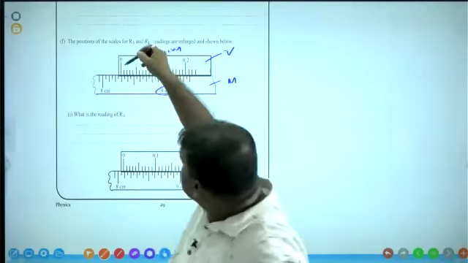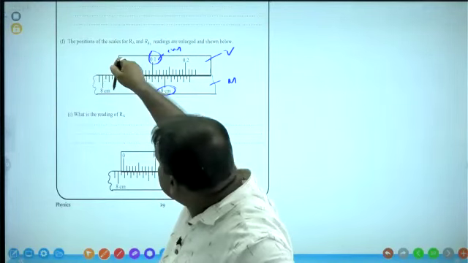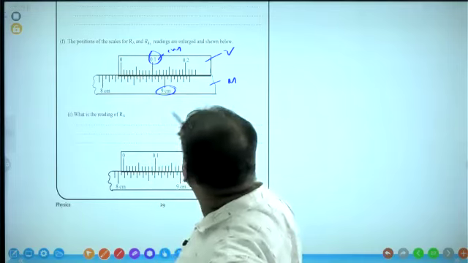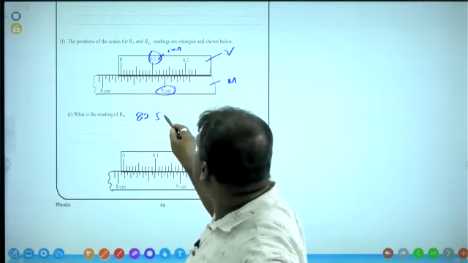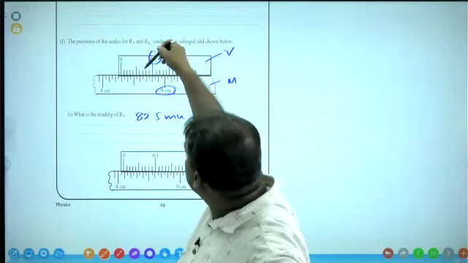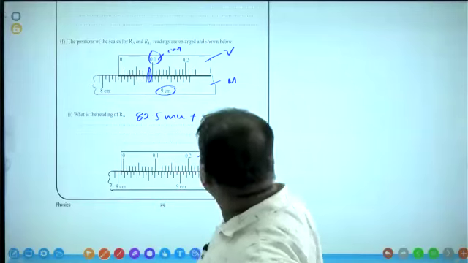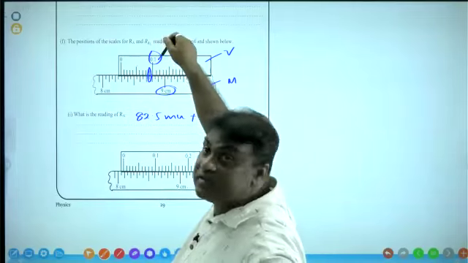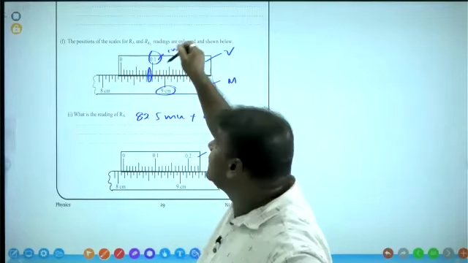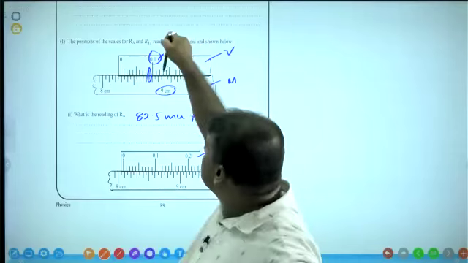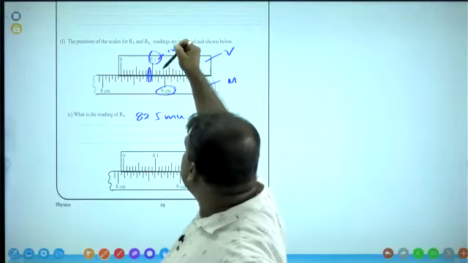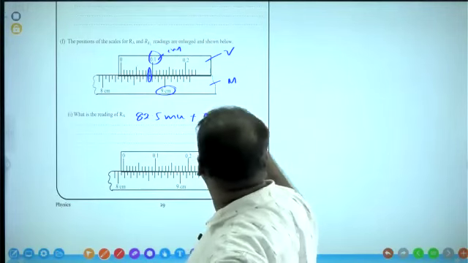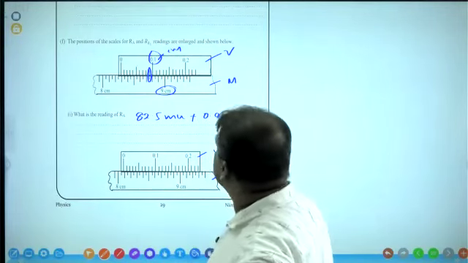Then here the zero division passes 80 millimeters, 81, 82, 82.5 millimeters completed, plus the aligned one here, the ninth one. The ninth one is 0.09, right? The 10th one is 0.1 centimeter, and the ninth one is 0.09 centimeter. This should be centimeter, right?